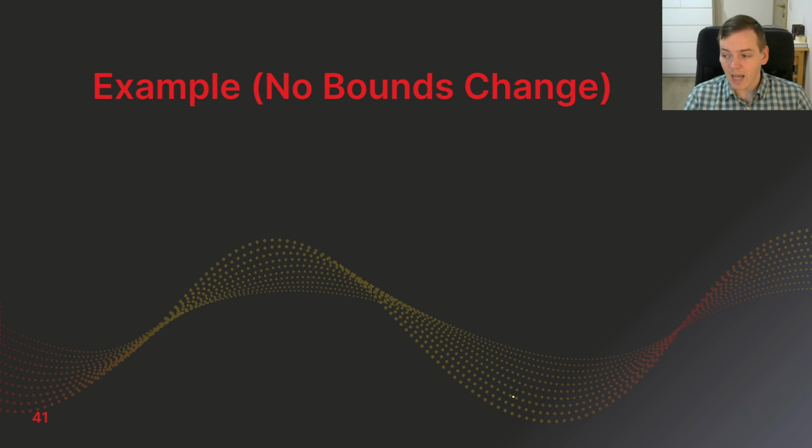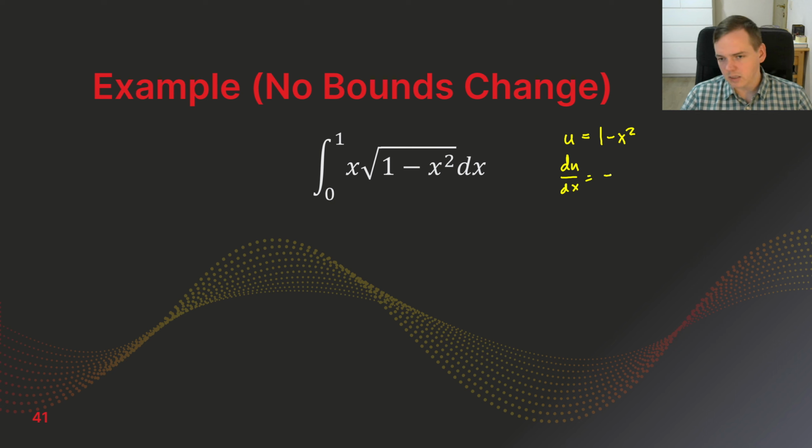Now, if I want to do this without doing a boundary change, what I'll end up doing is having to plug back in that u substitution order. So we start the same. u is equal to 1 minus x squared. And so instead of dealing with these boundaries, I'm just going to pretend it's an indefinite integral. du by dx is equal to negative 2x. dx is equal to du over negative 2x. And so like I said before, now I'm just going to deal with the integral without worrying about bounds at all for the first part here.